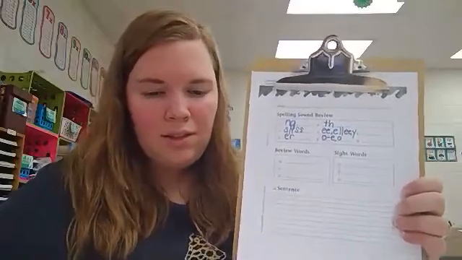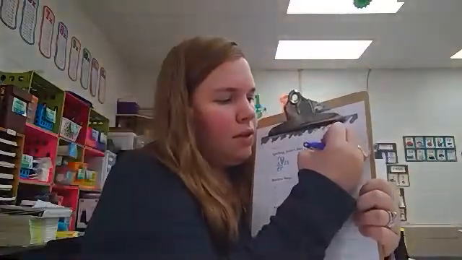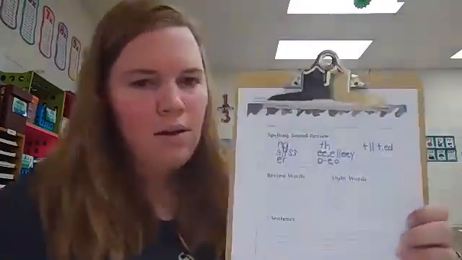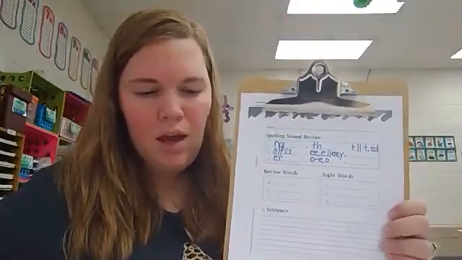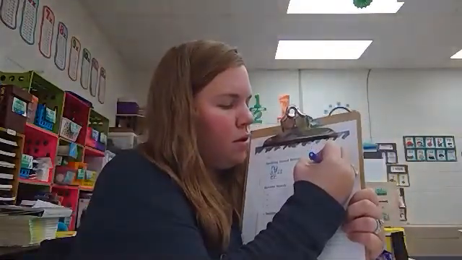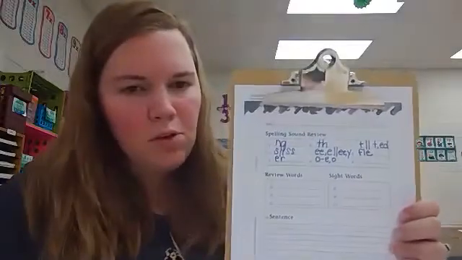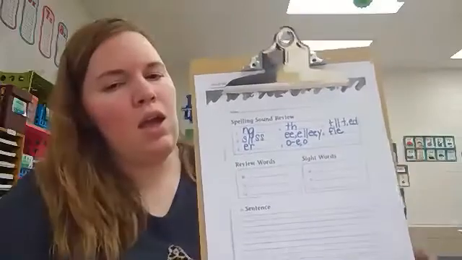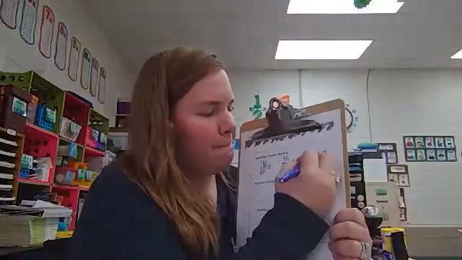Number 7, T. T. T, final T, comma ED. T. Number 8, full. Full. Final stable syllable, FLE, says full. Number 9, ooh. Ooh. Digraph OO says ooh.